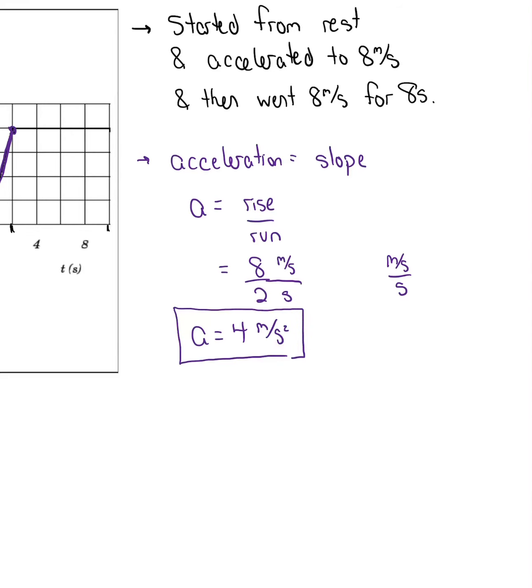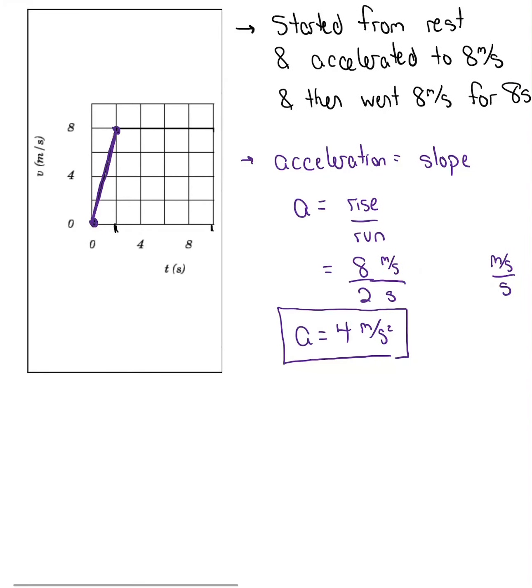If someone said to us, hey, that car accelerated at 4 meters per second squared, what that means is that every single second it was accelerating, it got faster by a value of 4. Every second, it increased by 4. That's kind of telling us how our slope looks. It's just a funny unit.